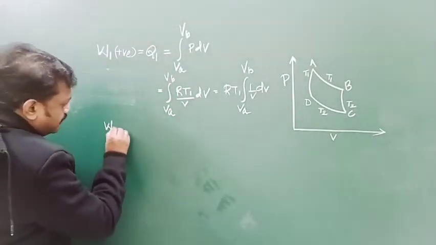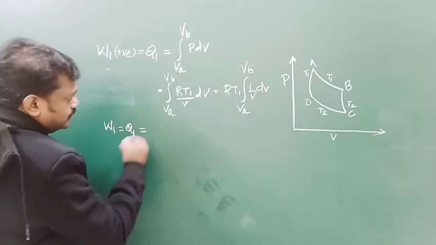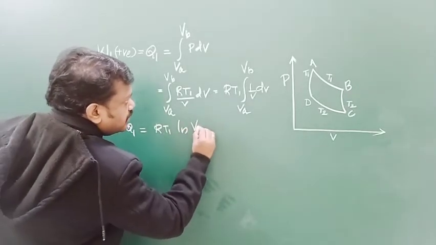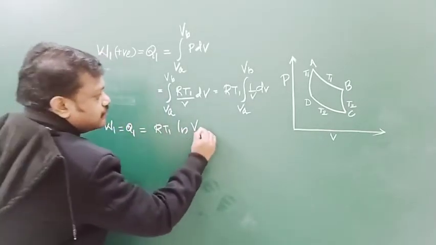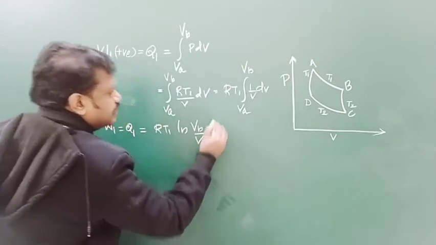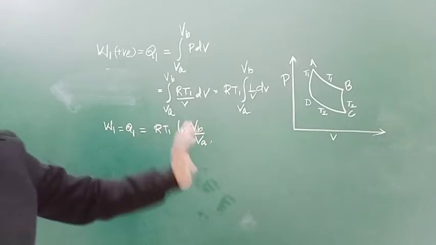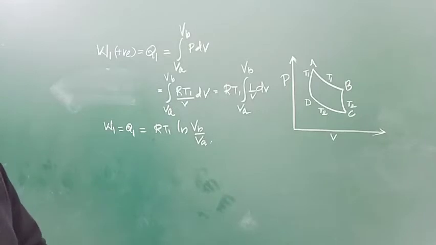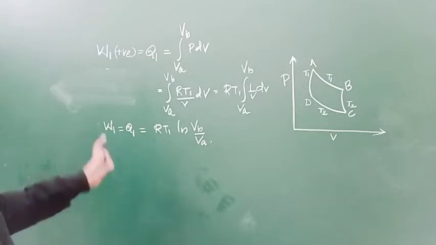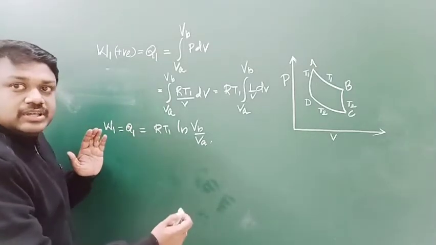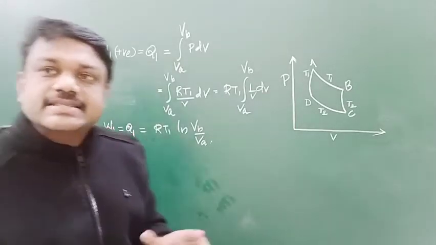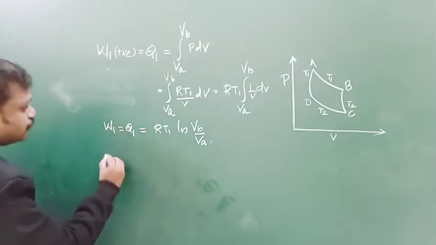Anyhow, you can define W1, which is equal to Q1, equal to RT1 log V2 by V1, that is VB by VA. When you are integrating that, the steps are already defined, so I am not repeating them. It will be RT1 log VB divided by VA. This is the work done in isothermal expansion, which is automatically equal to Q1 since the internal energy change is 0 there.